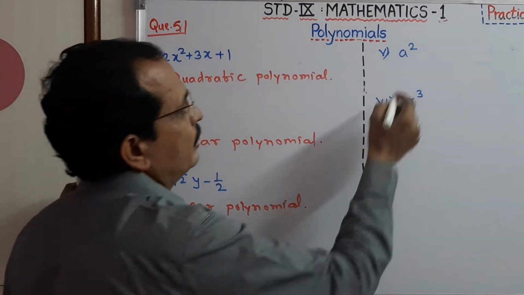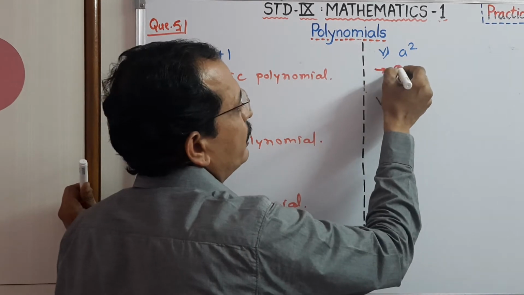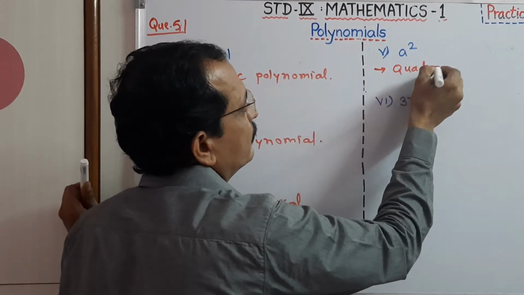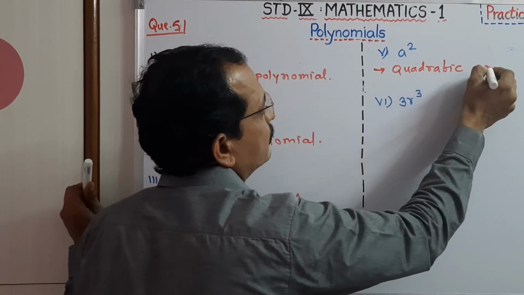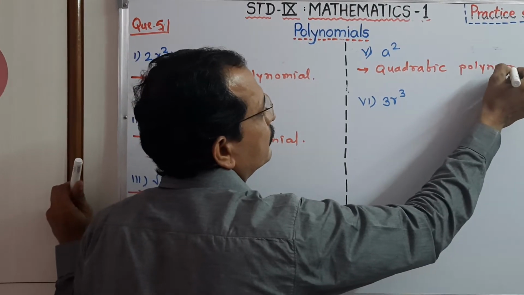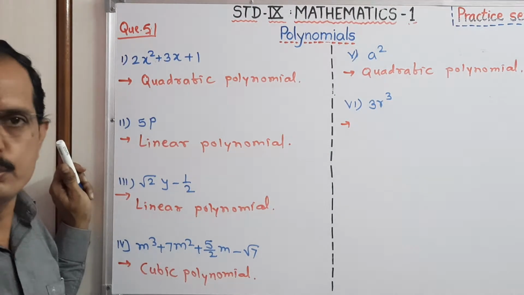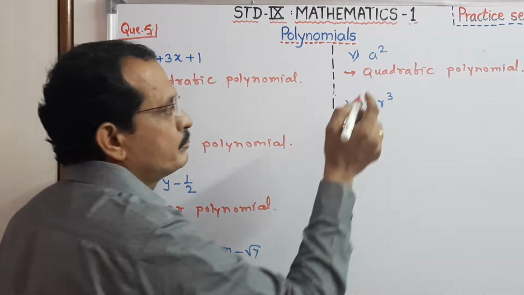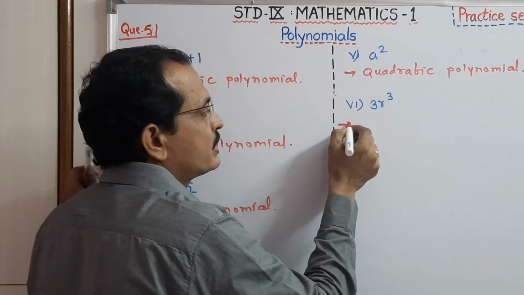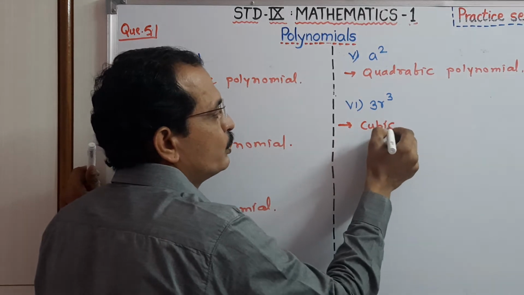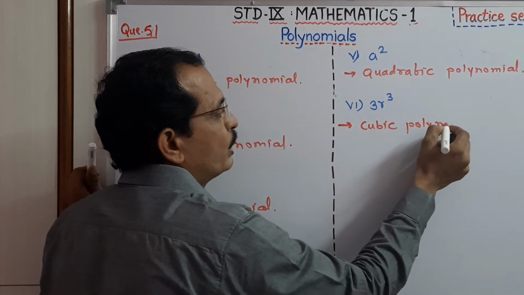And here it is quadratic, and 3r cube. The maximum index, or the degree, is 3, therefore it is a cubic polynomial.